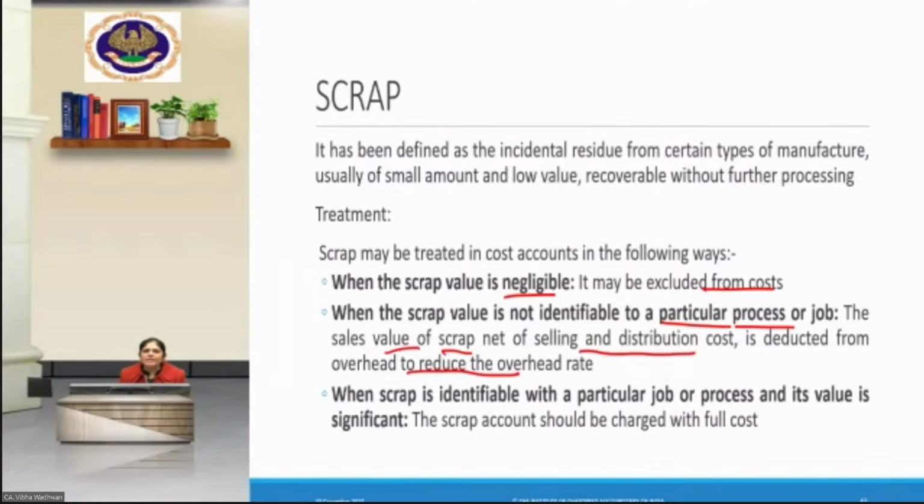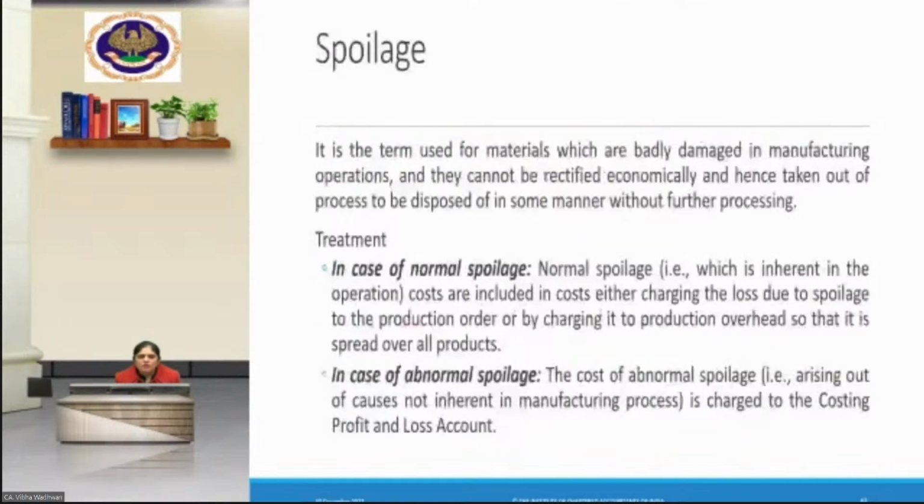Let us say the cost is 10,000 and we have sold the scrap for, let us say, 500 rupees. So we can deduct 500 from 10,000. My net cost is 9,500 now because I've recovered 500 out of that scrap sale. So scrap generally is of small value, and we can ignore it and charge it as other income in the profit or loss account, or we can deduct it from the total cost of production also. When scrap is identified with a particular job, the scrap account should be charged with full cost.